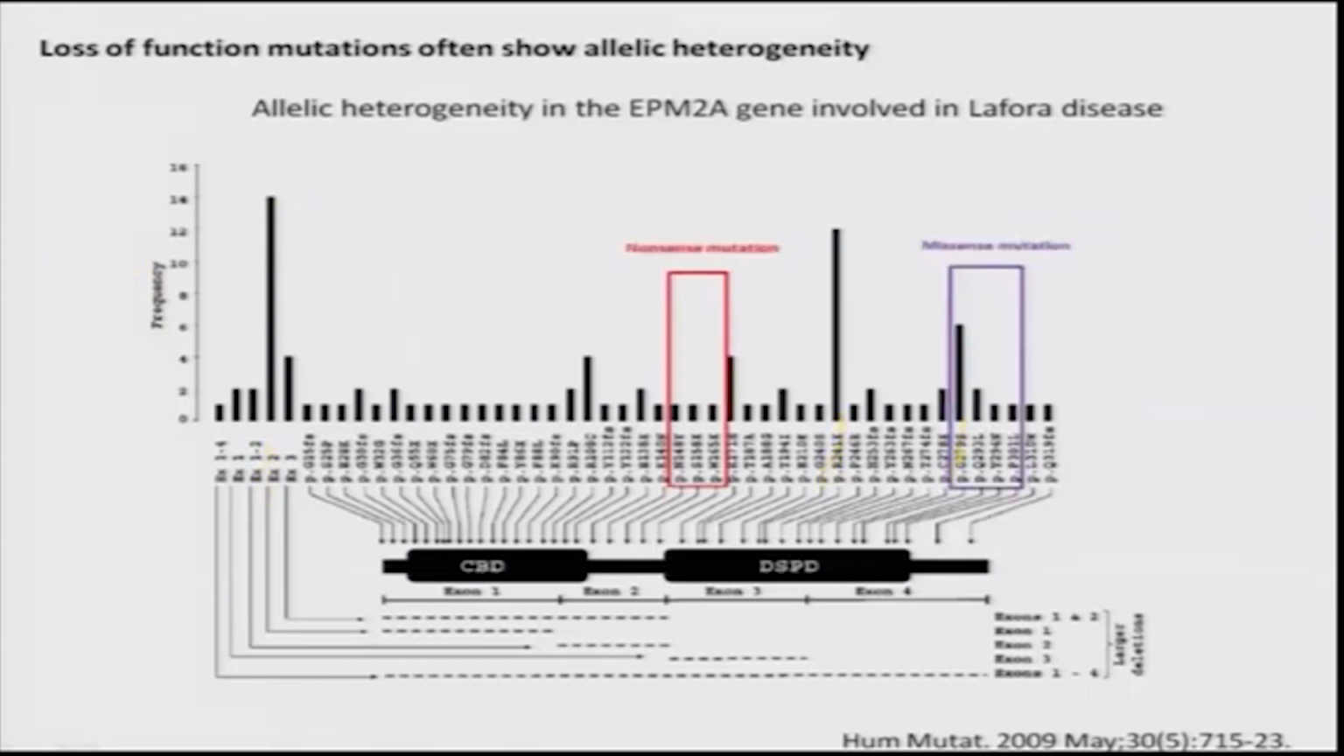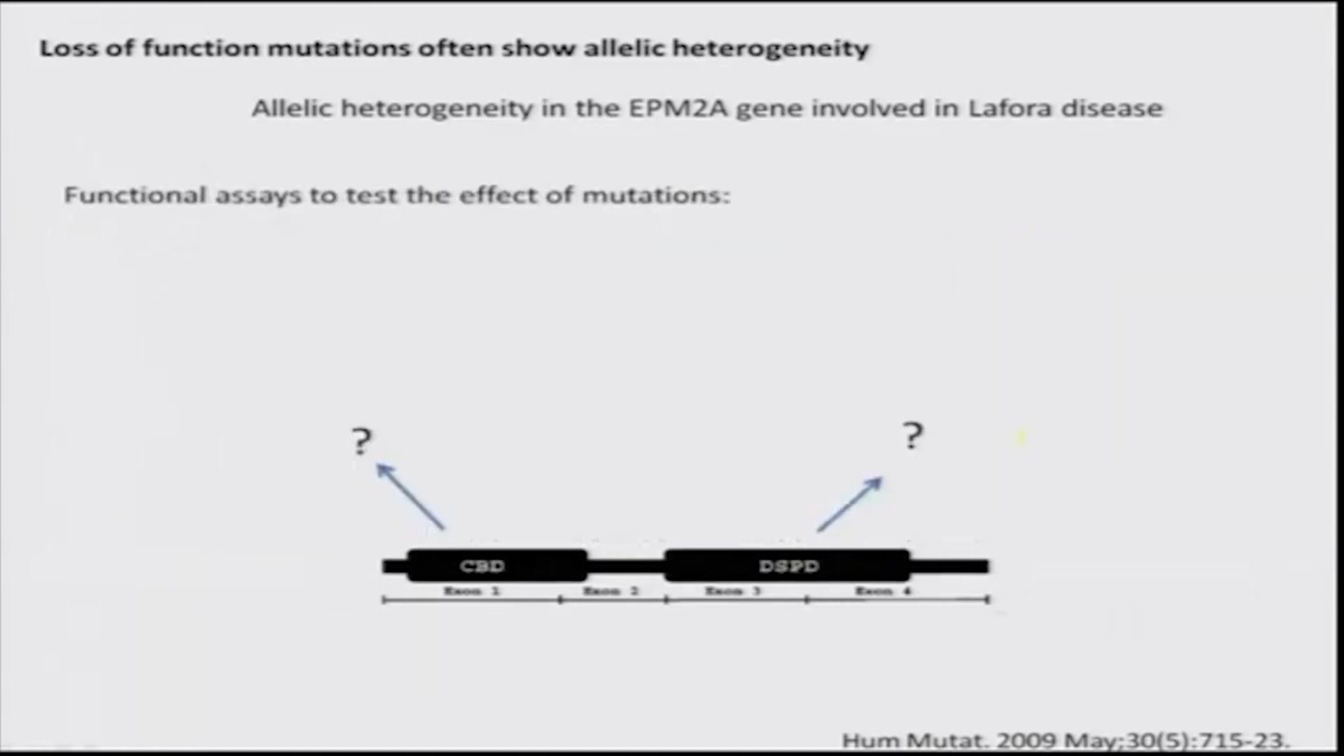And let us look into these 2 classes. You have, for example, 3 different mutations, all of them nonsense mutations, and here all of them are missense mutations. So, what we are trying to say is, regardless of what mutation you see, they would lead to what you call a loss of function effect.